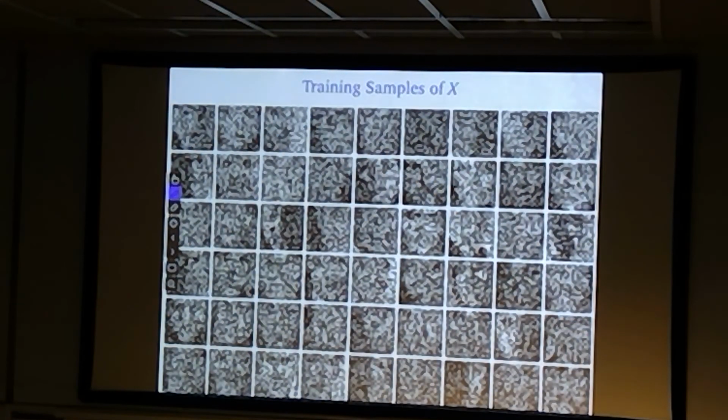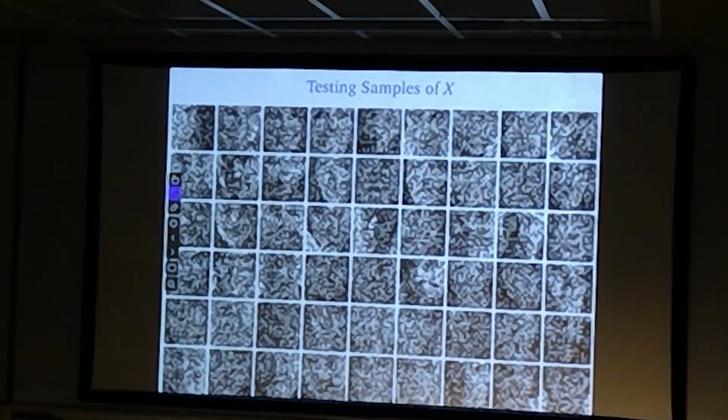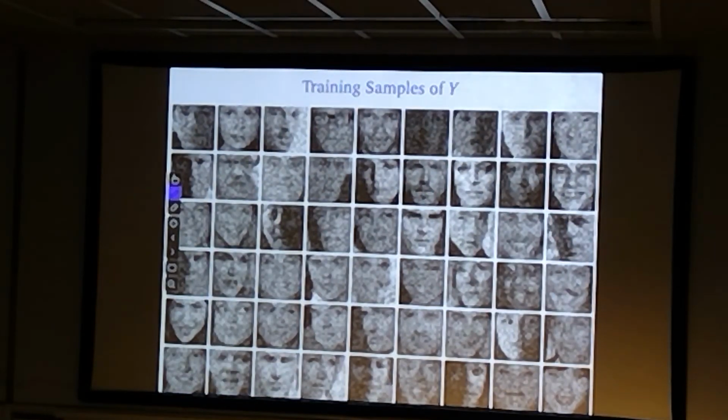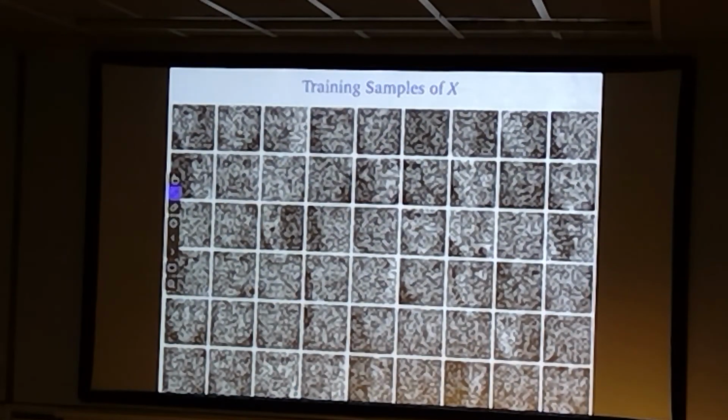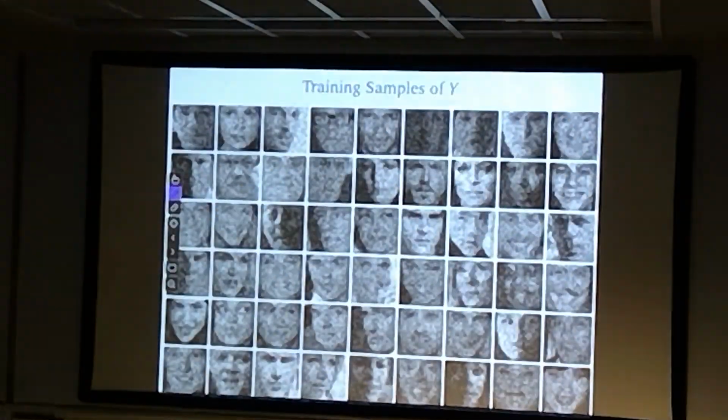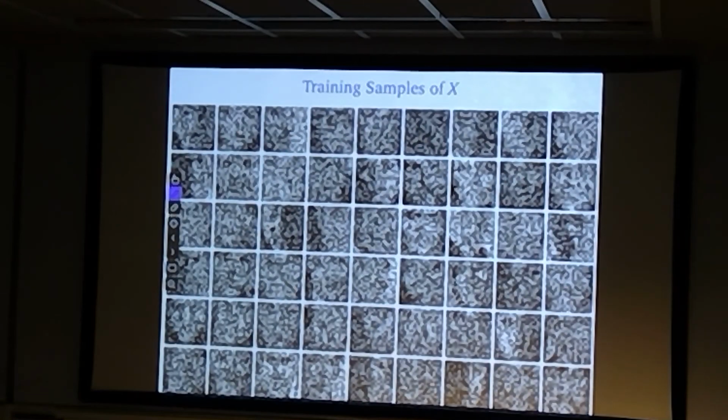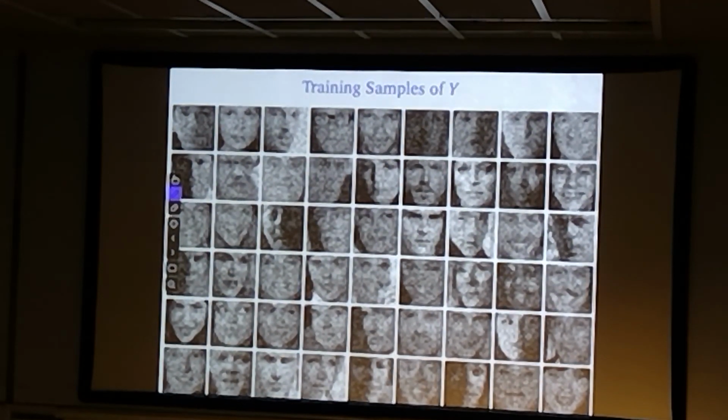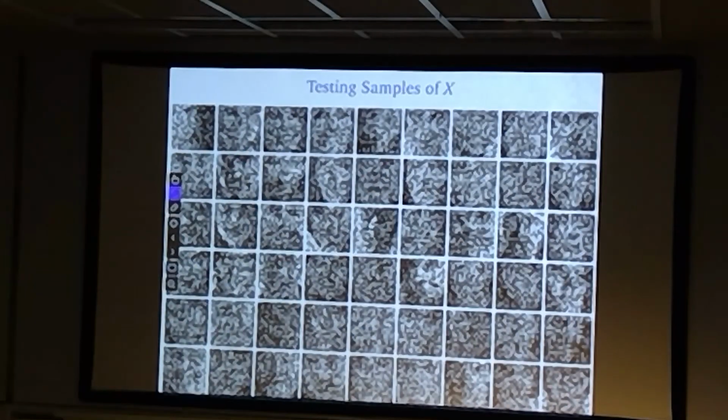I just want to show you one thing. This is my training samples of X. Training samples of Y. You can see it's very small, 20 by 20. This, you can't really see faces, can you? Very noisy version. And this is my Y. I trained from such data.